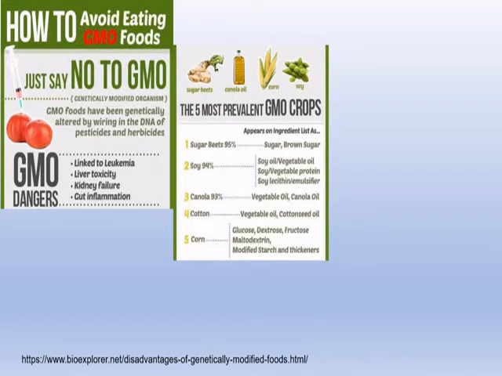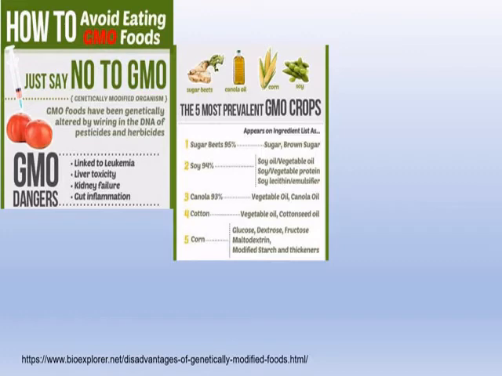The 5 most prevalent GMO crops are sugar beets, soy, canola, cotton and corn. So cottonseed oil, why buy a product such as cottonseed oil? Canola oil is not as safe as people try to make it out to be. Soy, unless it's Japanese soy, as non-GMO, is not a good choice. Corn, in a country like South Africa, more than 80% of corn is GMO.